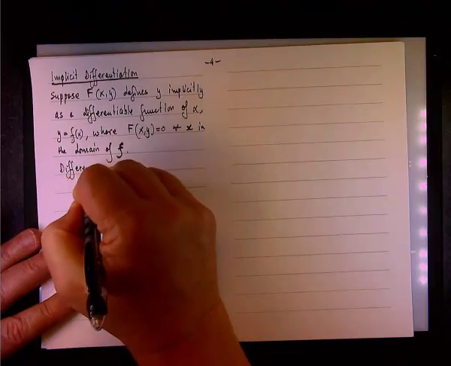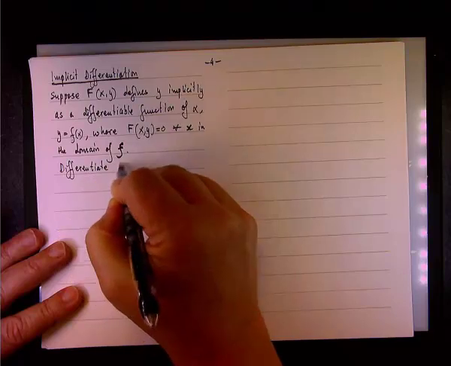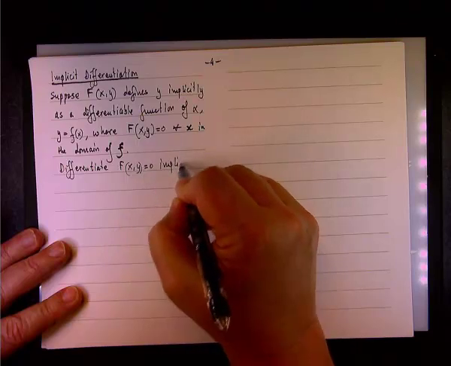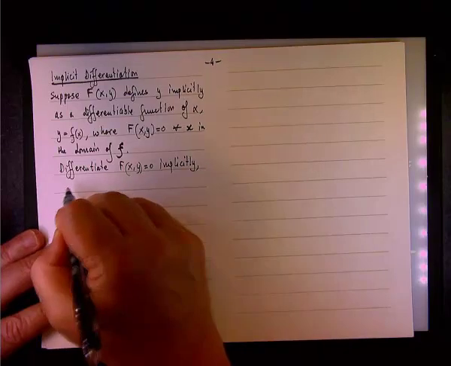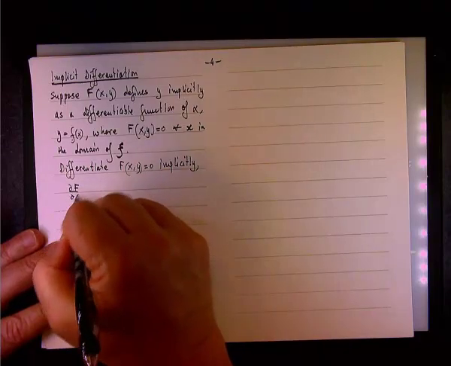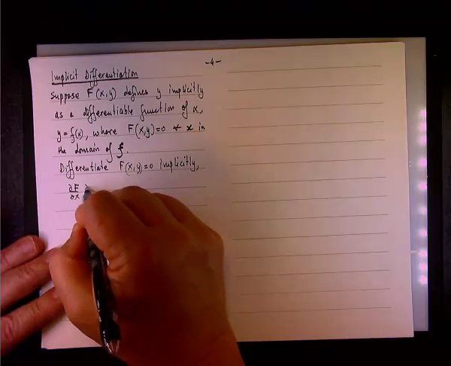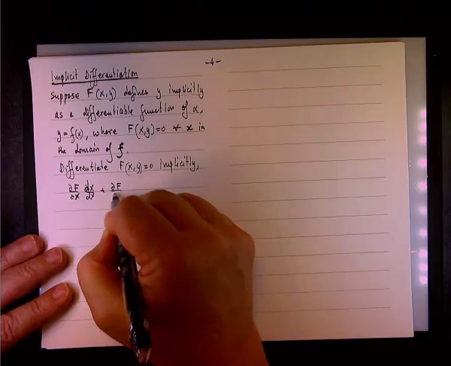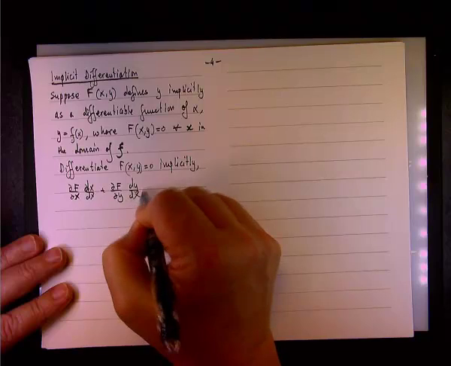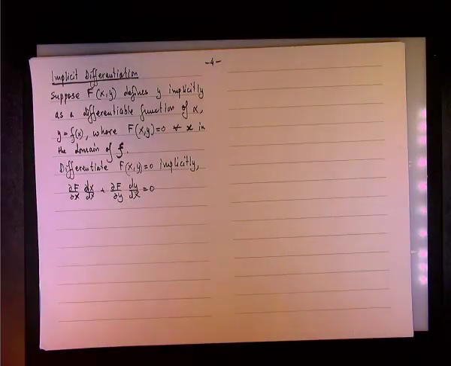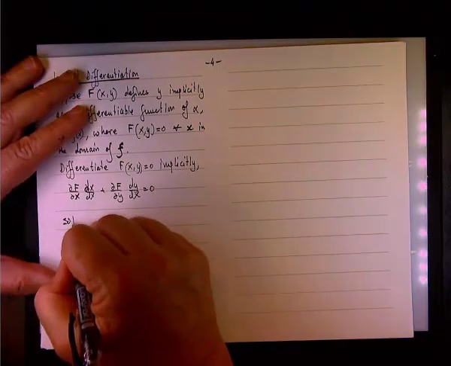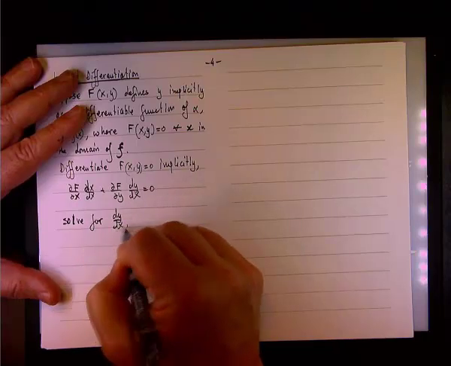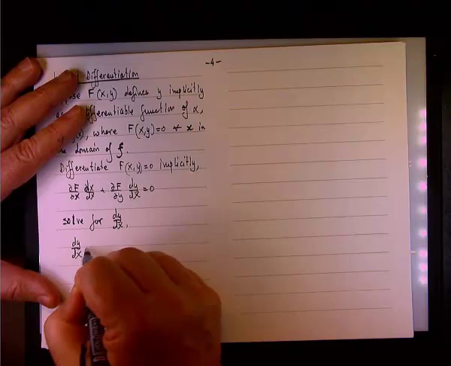So, we're going to do the following. We're going to differentiate F of x, y equals 0 implicitly. And what we get is del F del x, and this one will be dx dx, plus del F del y dy dx equals 0. We want to solve for dy dx.